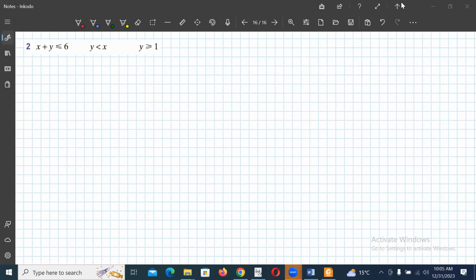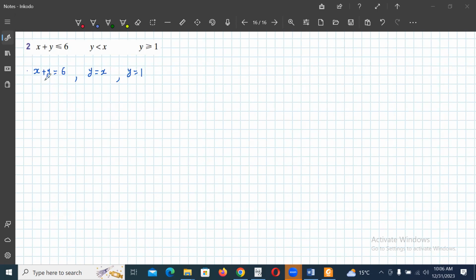Yes, viewers, we will try to solve one more question related to linear programming, and we have another three inequalities. We have to show these three inequalities on graph paper, but remember that we will leave the unshaded region as well. So for that, the first step is to write all these inequalities in equation form. The first one is x plus y is equal to 6, the second is y is equal to x, and the last one is y is equal to 1.